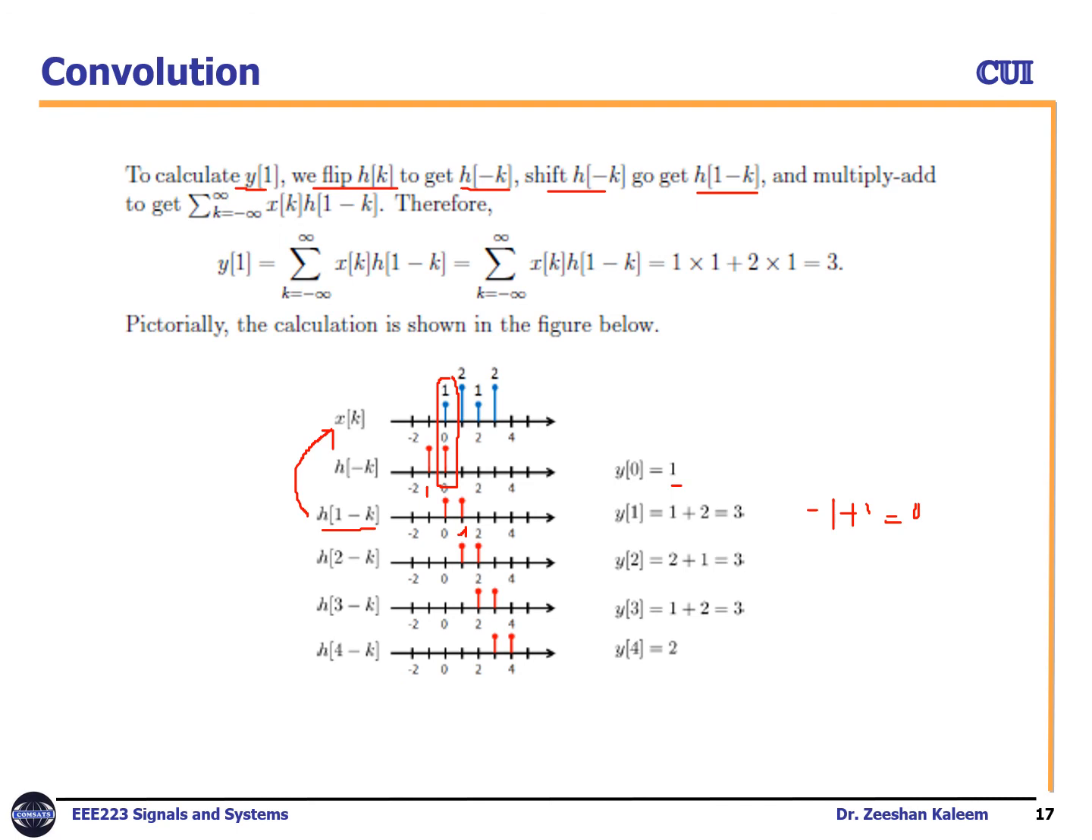When you convolve this, there are two overlapping regions, right? Now look at this. This will overlap with this one, and this will overlap with that one. So at 0 we have overlap 1 into 1, we have a 1, right? And then 2 into 1, we have a 2. So due to this summation, 2 plus 1 is equal to 3.